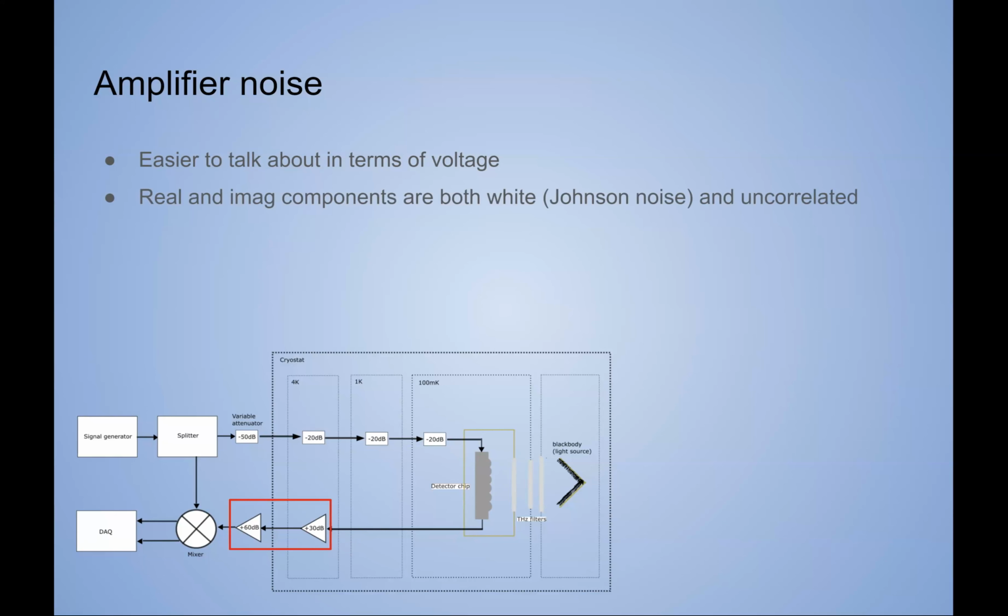So there's two components, right? Because it's a complex transmission. It has amplitude and phase, or real and imaginary parts. Either way you talk about it, both of these components are uncorrelated, and they're both Johnson noise, because this is essentially due to temperature fluctuation, or the resistances in the amplifier having a finite temperature.